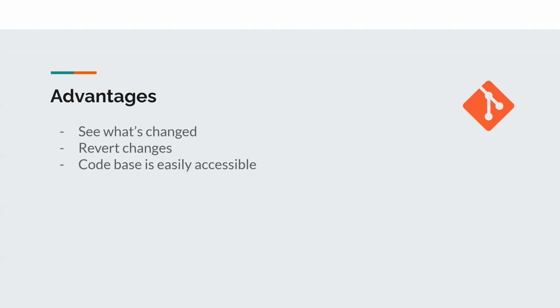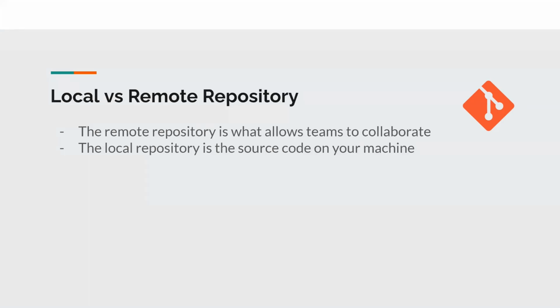Another feature is the source code is easily accessible. You can push your source code to a Git hosting service like GitHub, and anyone who has access can easily download the code to their local machine. A project or source code which utilizes Git is called a Git repository.